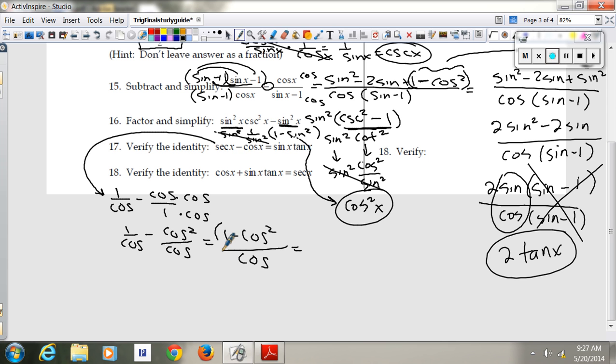Hopefully you're starting to see what 1 minus cosine squared could be replaced with. What can I put in place of that? Sine squared is the same as 1 minus cosine squared. Sine squared over cosine. Now we're looking for it to equal sine times tangent.